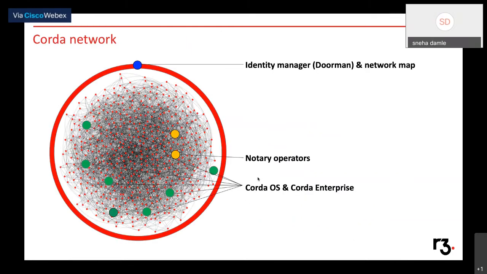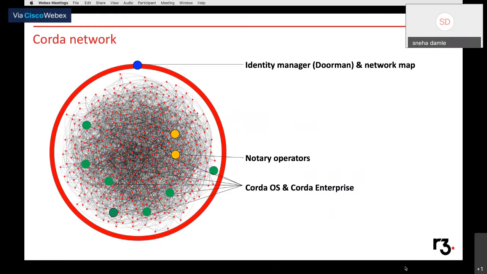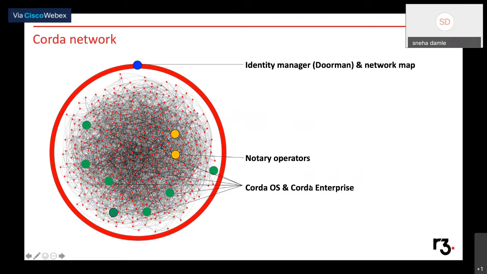Yeah, thanks. So if you look at this picture, it depicts a Corda network. The Corda network is a publicly available internet of Corda nodes. This network is completely operated by the network participants who are part of it. It went live in December 2018, and currently it is governed by an independent not-for-profit foundation.